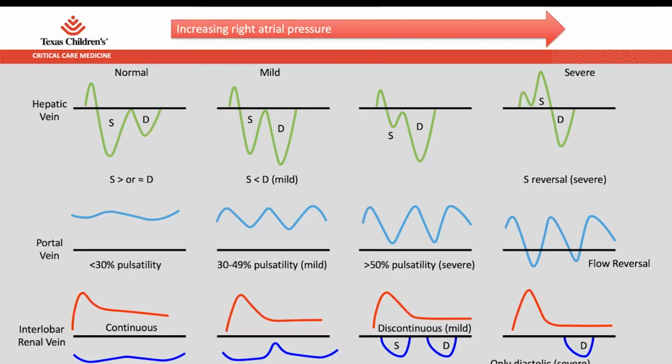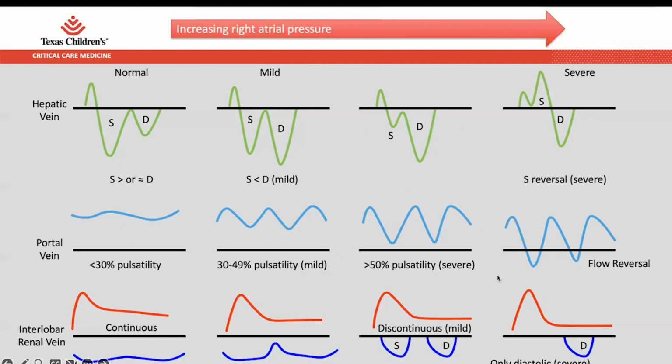As the liver becomes more and more congested and you've got more transmission of pressures from the arterial side through the liver parenchyma into the venous side, then you'll have more of a variance between systole and diastole noted in the overall flow, in the range of 30 to 49% pulsatility, which is classified as a mild dysfunction in terms of the VExUS scaling system.